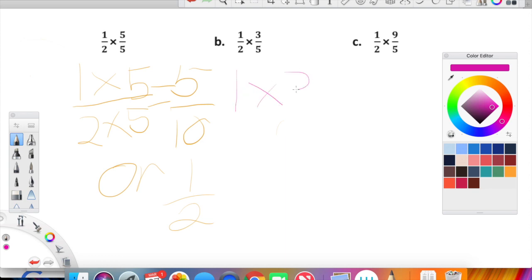Okay, now 1/2 times 3/5. Again, we can all hopefully do this by now. I mean, we should be able to. Now we're doing 3, 10, because 1 times 3 is 3, and then 2 times 5 is 10. So we get 3 tenths.